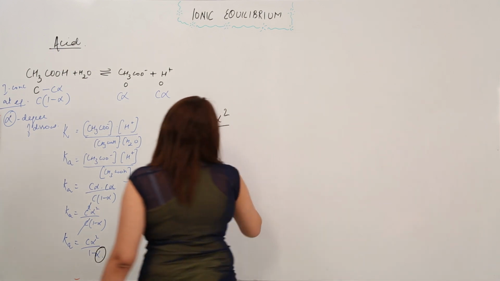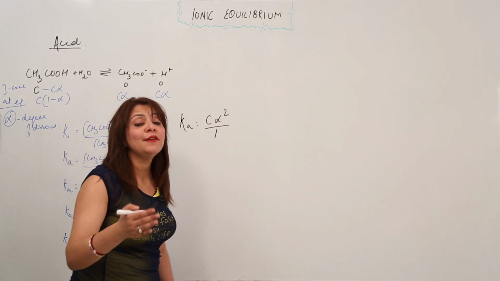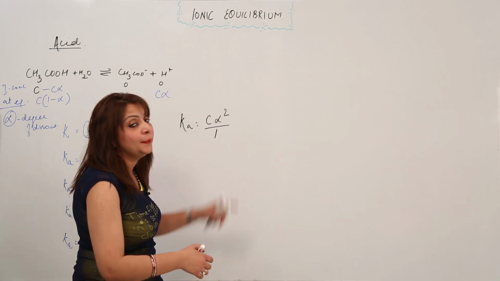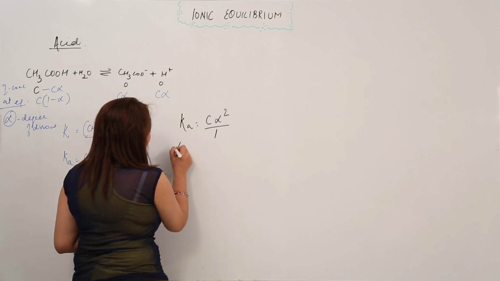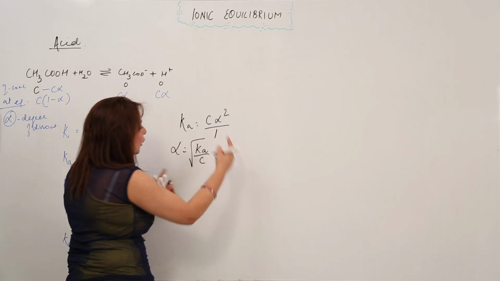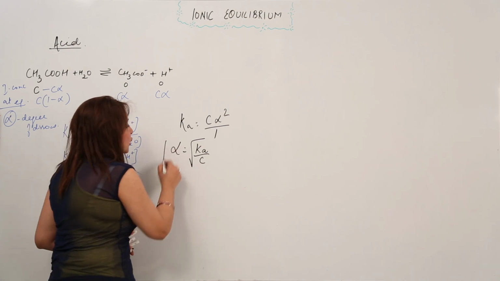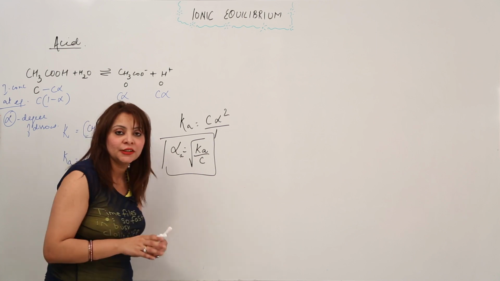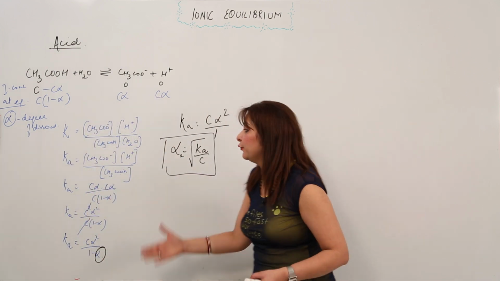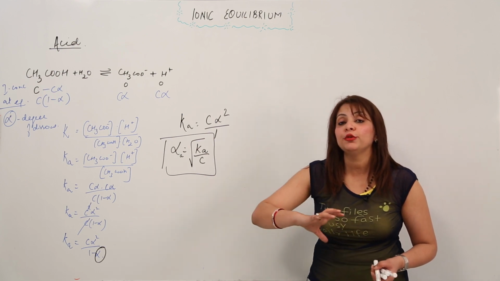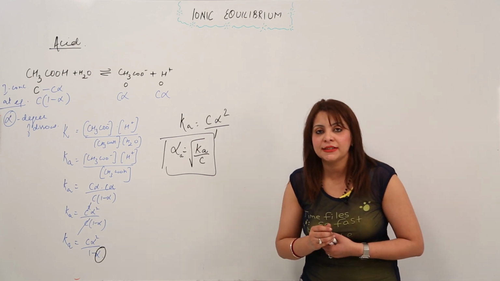So what do I get? If I want to know the strength, I have to get the expression for the degree of dissociation. So this is what I am doing here: alpha is equal to the square root of Ka upon C. So this is the degree of dissociation for an acid. This is how you are going to derive the expression for the degree of dissociation for a weak acid, if you want to know the strength of an acid.